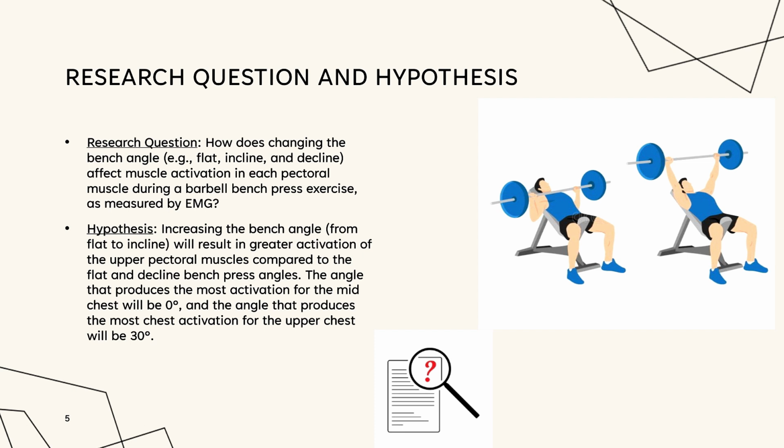And our hypothesis is that increasing the bench angle, say from flat to incline, will result in greater activation of the upper pectoral muscles compared to the flat and decline angles. And we predict the angle that will produce the most activation for the mid chest is going to be 0, or horizontal, and the angle that produces the most chest activation for the upper chest will be 30 degrees.